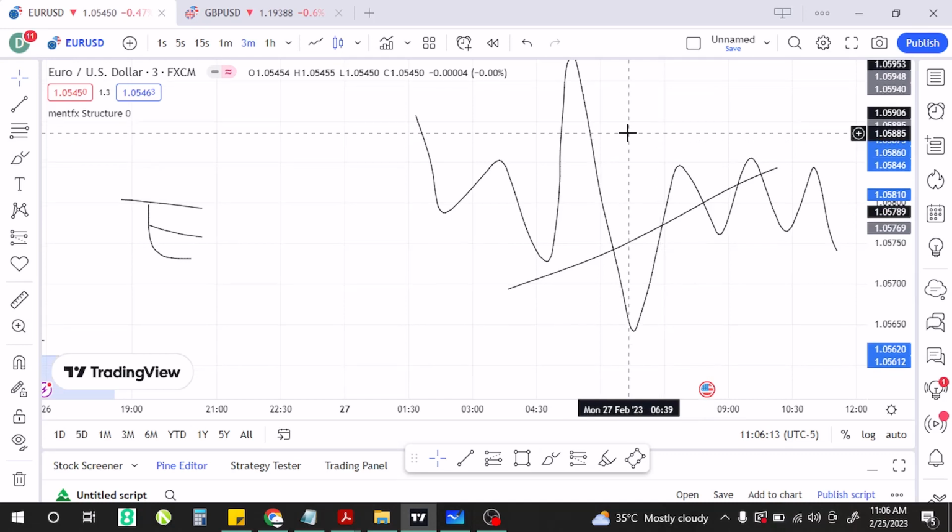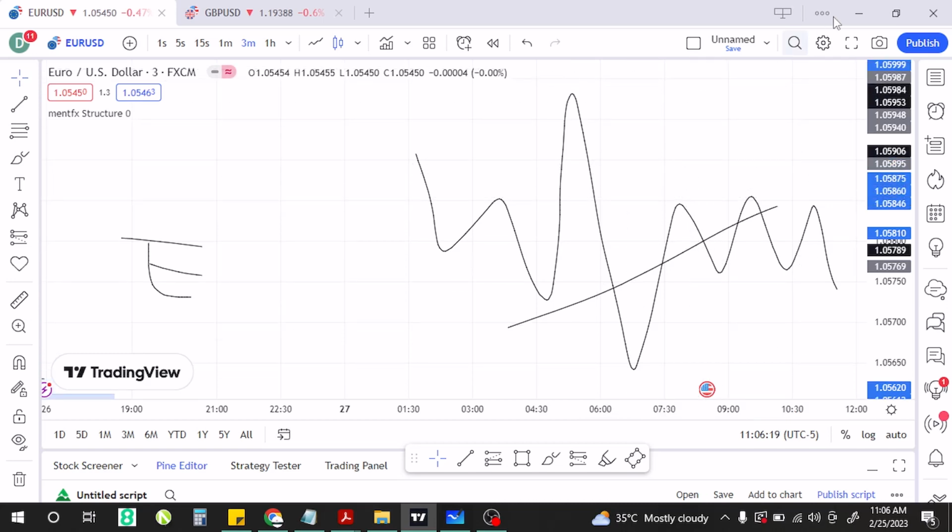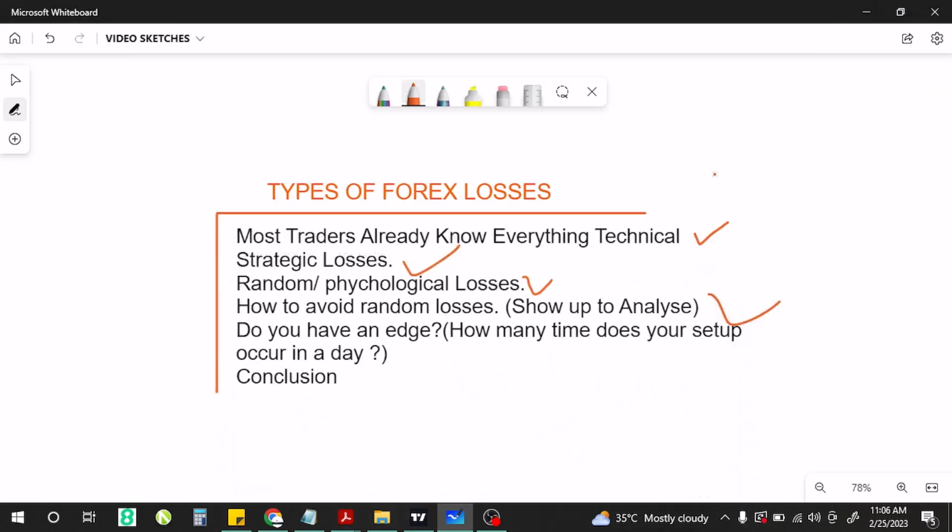You show up to analyze, do not show up to take a trade. Just take it at the back of your mind that, oh, I'm coming to today's session just to analyze. I'm not here to take a trade, I'm not here to do anything crazy. And that's how you should follow it up. So show up to analyze, do not show up to trade.